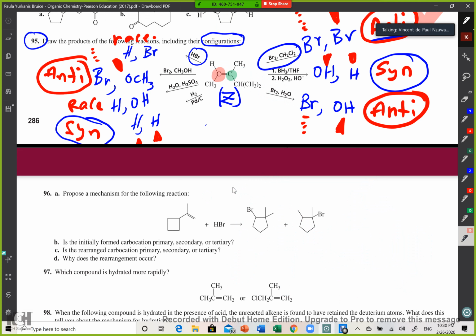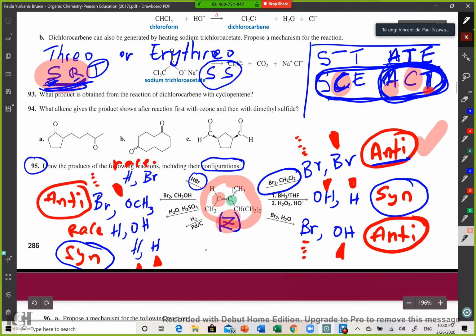So let's start again from the beginning. Now here, I first examine what my starting material is, and I notice that the starting material is a Z conformation. Z stands for cis, the same side. Because it is a cis, I have these two choices, this one here and this one here. Those are my two choices.